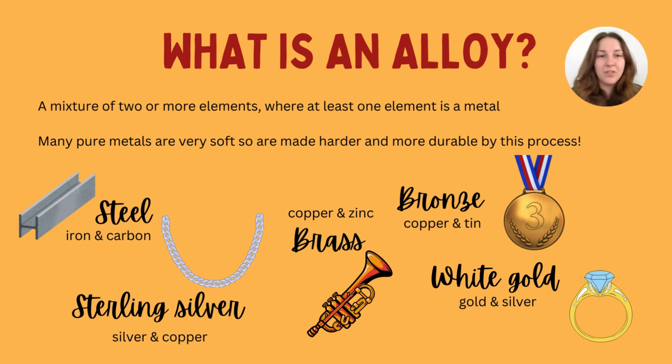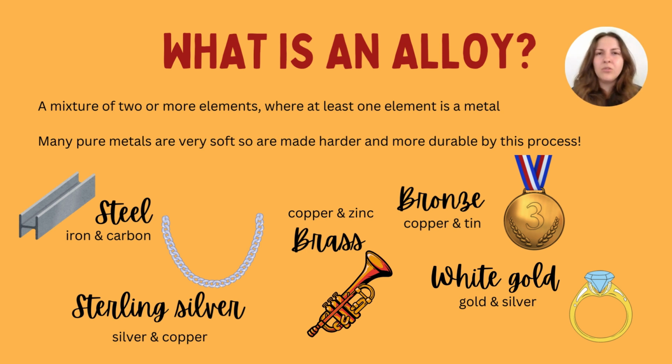And there are other alloys as well that we can see. For example, bronze, which I mentioned a moment ago, is a mixture of copper and tin. Brass is an example where copper and zinc are used. White gold, in a lot of jewelry, is a mixture of gold and silver. And there are so many different examples, and we're going to explore this in more detail.